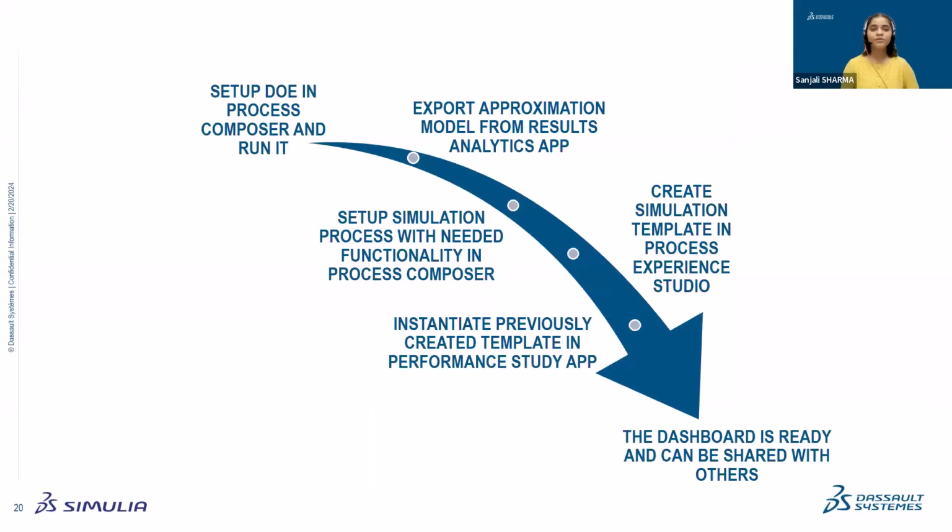So this brings me to the conclusion of what the process is that we have followed. We first set up the DOE in the process composer, and then we run it. Then we created the approximation model from the result analytics app and exported the approximation coefficients from there. Then we set up the simulation process with needed functionality in the process composer, and then from there we took all that data to create a template in the process experience studio, which we later used in the performance study app to create the dashboard.